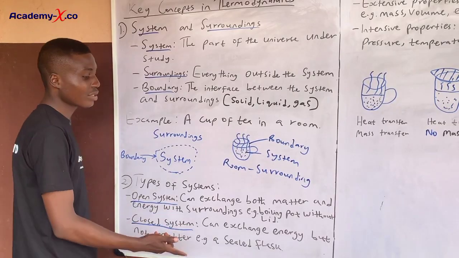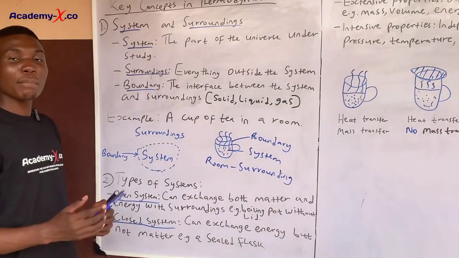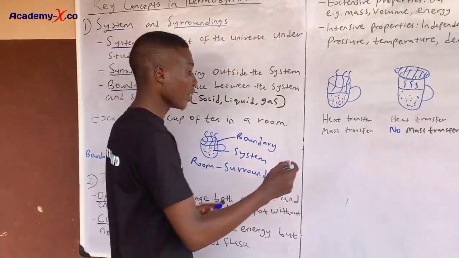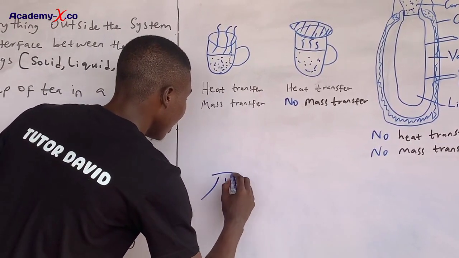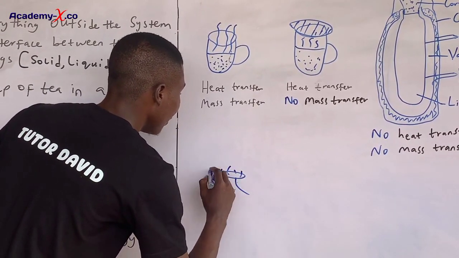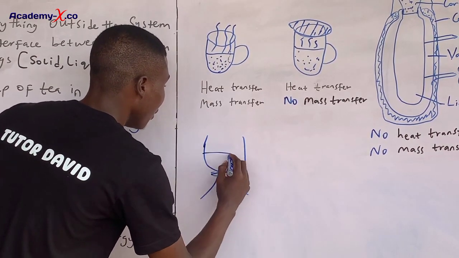An example of an open system is a boiling pot without a lid. A boiling pot that has no lid. So just as an example, you have the tripod, and then we have the fire, then we have the pot that's on it, and then the pot's boiling.